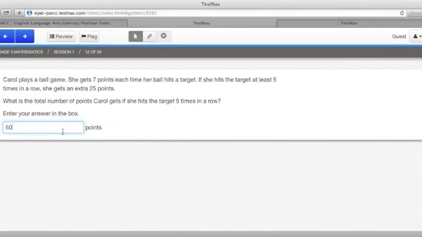The nice thing about this is this test is set up so that letters cannot be typed in. It will say invalid input if you try to put in something other than a number.